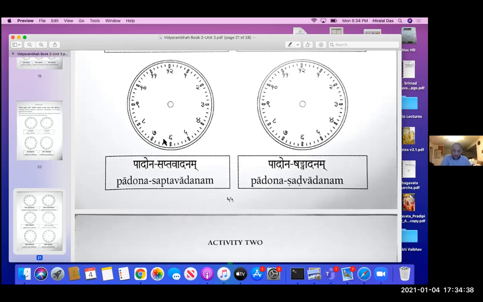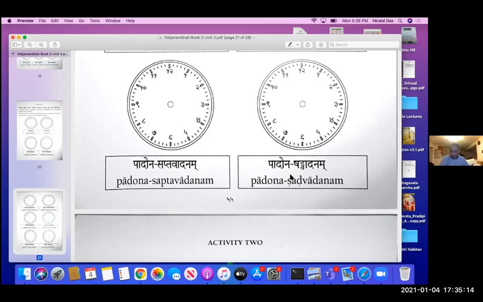So 6:45 means 6 here, 6:15 here, 6:30 in the middle, and 6:45 somewhere here, right? So these you all have to remember. Sapad is a quarter past here, Sardha is the middle, and Padon is almost three-quarters here. Okay, so that's the position of the short hand. Next one, Padon Sadvadanam.